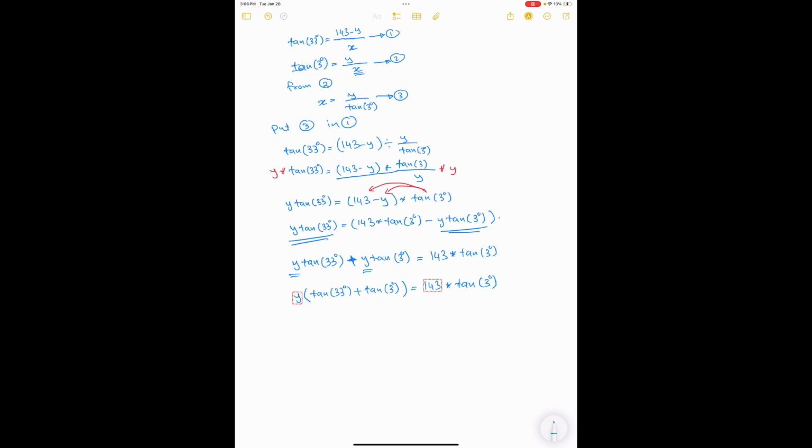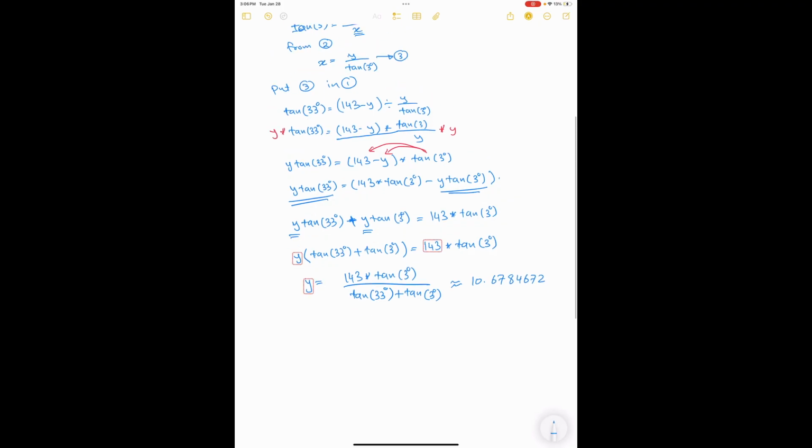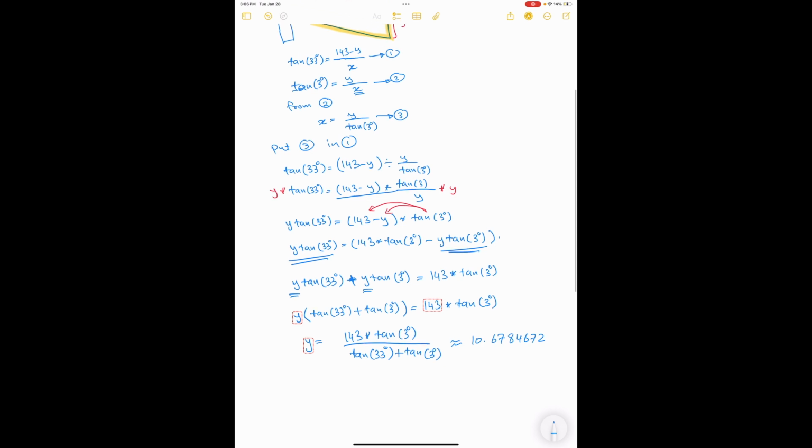Now we're going to solve for y. So we're going to say y equals 143 times tangent 3 degrees divided by tangent 33 degrees plus tangent 3 degrees, which is approximately, I'm not actually going to round it because this has to be an exact number, so I got 10.67844672. Okay. Now, if you notice here, I got the value y.